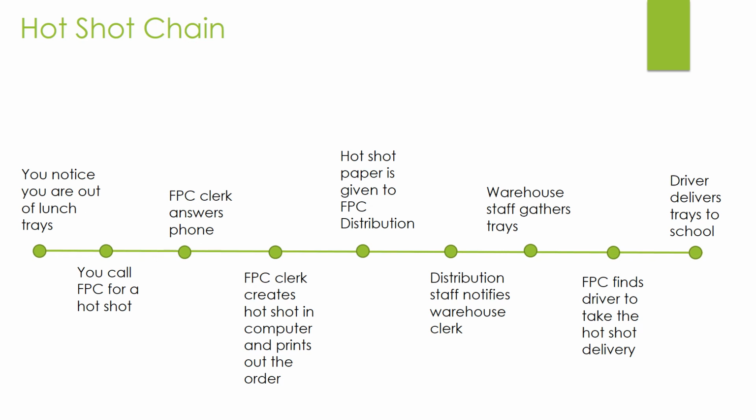FPC clerk answers the phone. The FPC clerk hears that you're out of lunch trays, and they create a hotshot in the computer and print out the order. They have to run that order down and give it to the distribution tech. The distribution tech notifies the warehouse clerk. The warehouse staff gathers the trays, and they bring it back to FPC, all while FPC finds a driver to take the hotshot delivery. The driver delivers the tray to your school, and then you get it in time for lunch.